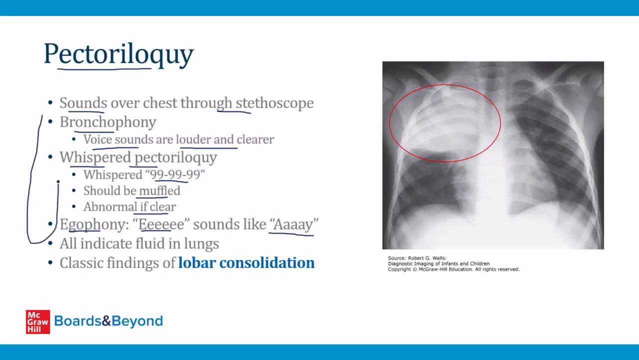And so all of these subtypes of pectoriloquy indicate fluid in the lungs, and they are all classic findings in lobar pneumonia. Really, these are sort of historical things. Years ago, before we had chest x-rays, doctors had to use their stethoscope a lot to make complex diagnoses of lung disease. Lobar consolidation from pneumonia was very common, and so abnormal findings of pectoriloquy were one of the ways that doctors would diagnose lobar pneumonia.